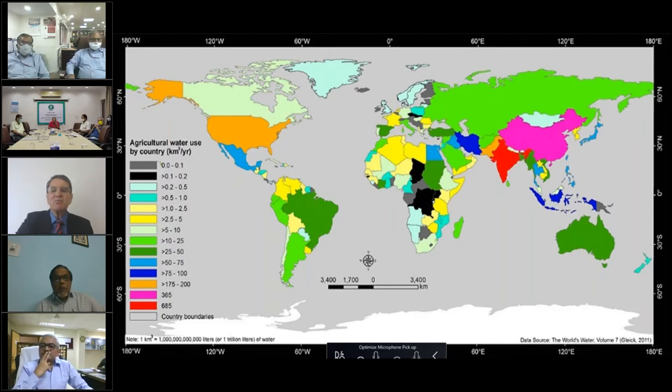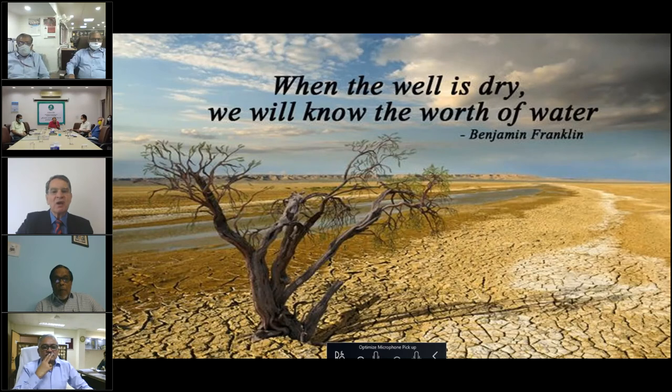And that is very important in terms of how we utilize that water with what type of irrigation system. So when the well is dry, we will know the worth of water. Benjamin Franklin, a previous president of the United States of America, once said that. And I think many people are experiencing that through various parts of the world.